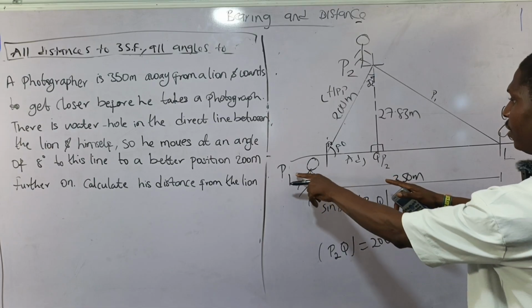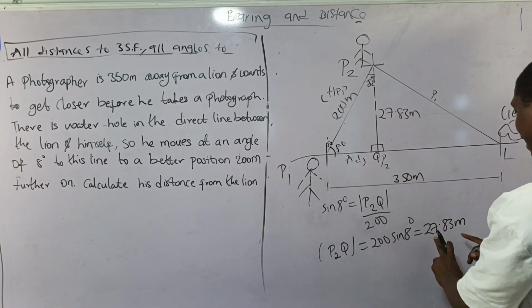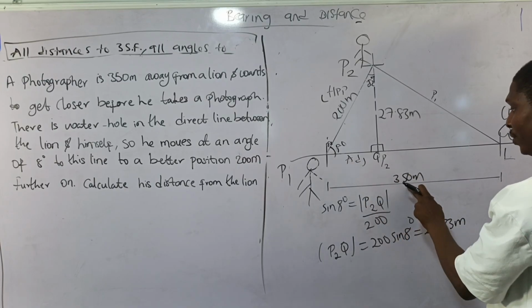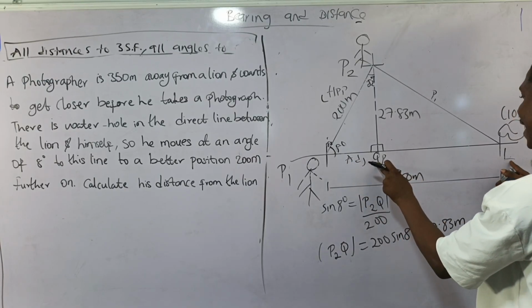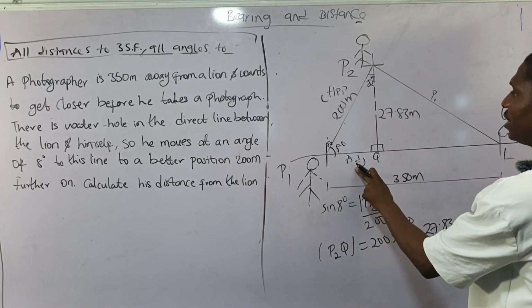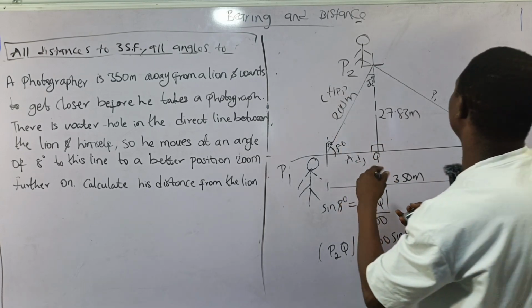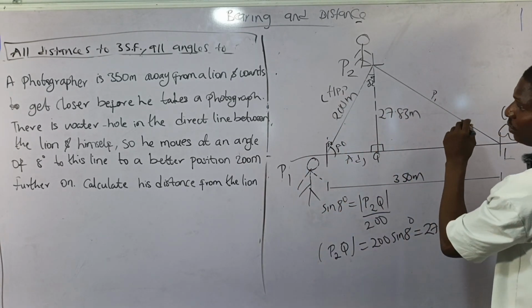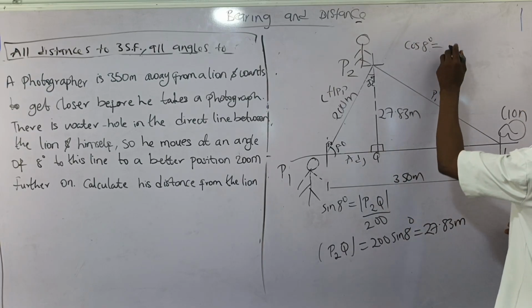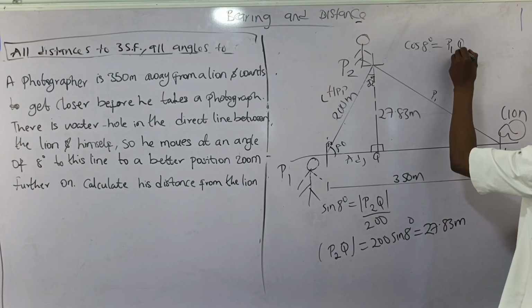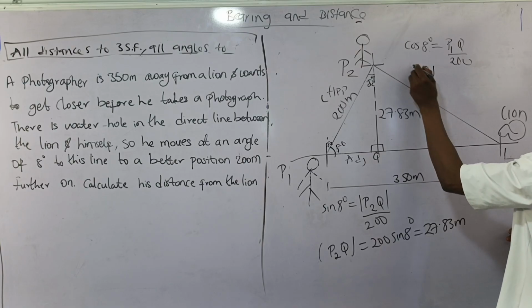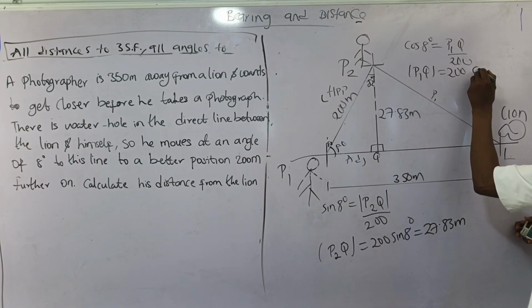Now, if I can get my P1Q, I can easily subtract it from 350 to get my QL. Now, I don't think I need this. How do I do that? This is adjacent. My hypotenuse is known. So I'll simply use that again. Cos 8 degrees is equal to my adjacent, using my 8, P1Q all over hypotenuse, which is 200 meters. So P1Q will be equal to 200 cos 8 degrees.